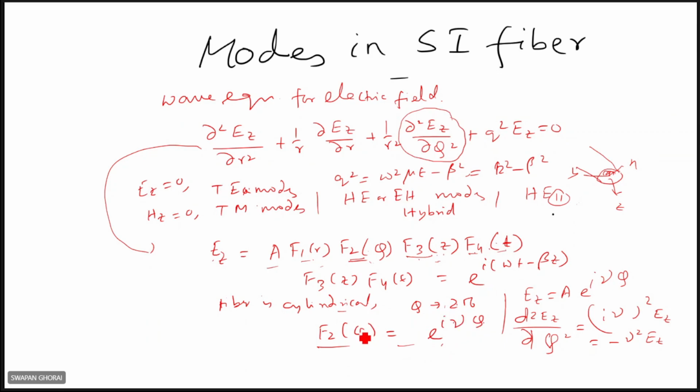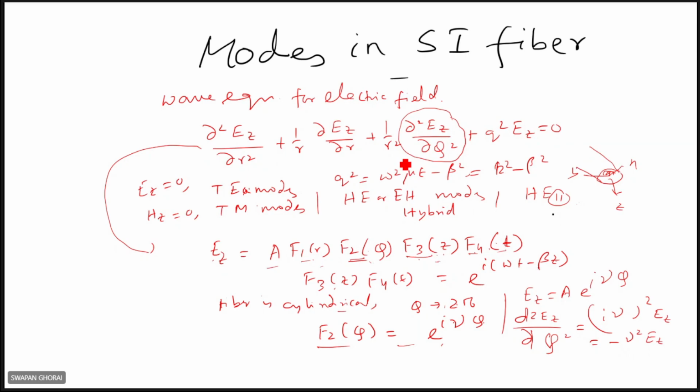If you now substitute f2(phi), f3(z), and f4(t), these equations will be simplified. For Ez, d2 Ez upon d phi 2 will be minus nu square. The first derivative will be i nu, the second derivative will again be i nu, whole square. That means i square is minus 1, so minus nu square Ez. So del 2 Ez upon del phi 2 will be replaced by minus nu square Ez.